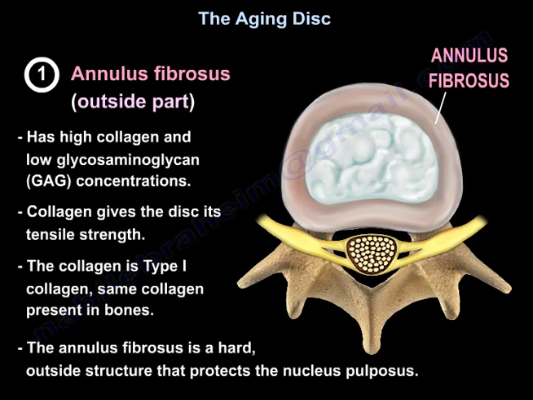The annulus fibrosus has a high collagen and low GAG concentration, which is low glycosaminoglycan. Collagen will give the tensile strength. The collagen in the annulus fibrosus is type 1, the same collagen that's present in the bone. So the annulus fibrosus is a hard outside structure that protects the nucleus pulposus.